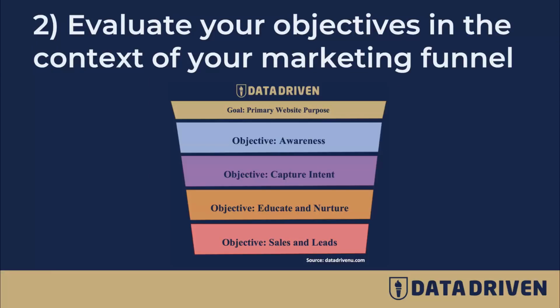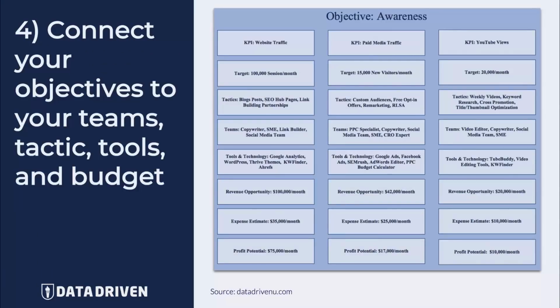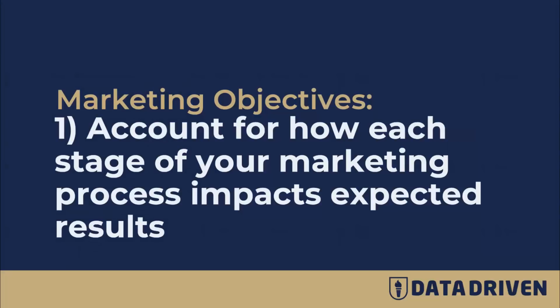You also want to place and evaluate these objectives in the context of your entire marketing funnel. You want to connect the marketing objectives you establish to the resources you have available. And then you want to connect your objectives to your teams, tactics, tools, and your budget. And so as you can see, when you're rounding out your marketing objectives, you really need to put a lot of thought into execution if you want to get the results.